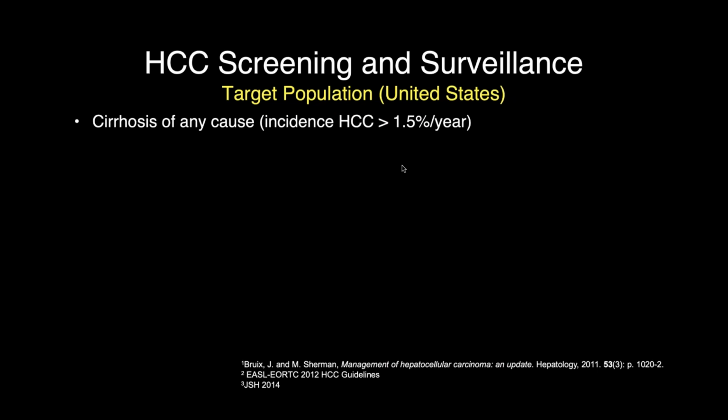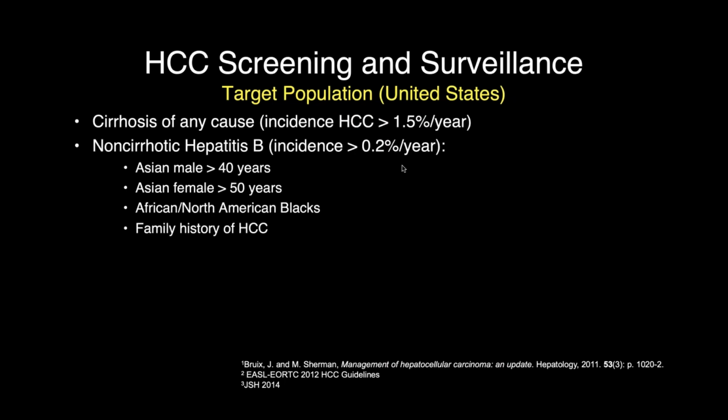In addition, the AASLD also includes non-cirrhotic hepatitis B patients, but not everybody with chronic Hep B, just certain subpopulations in whom the incidence of HCC exceeds 0.2% per year. And so those subpopulations include Asian males over 40, Asian women over 50, African or North American Blacks, or patients who have a family history of HCC.